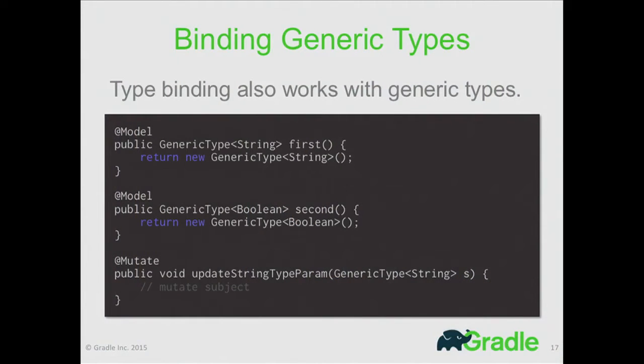So the type binding also works with generic types. In this case, generic type is just something I made up. I'm saying I have a generic type of a string model element and a generic type of a Boolean, and I can say I want the string one. So I want specifically to take generic type arguments into account when we bind inputs and subjects to a rule. It works exactly the same way. And this becomes really important when we talk about those container types, because I want the container of tasks versus the container of people. Those are two different things, and we express that via generic type arguments.